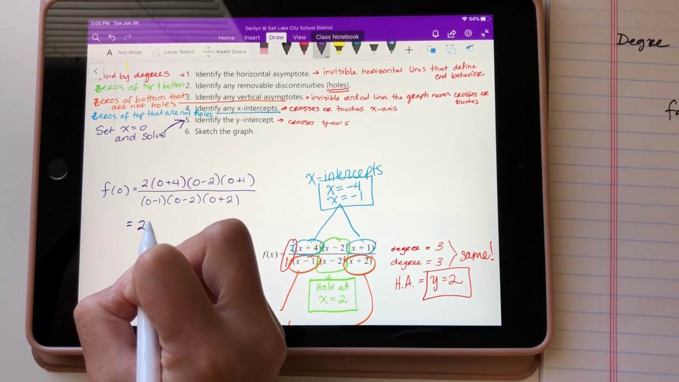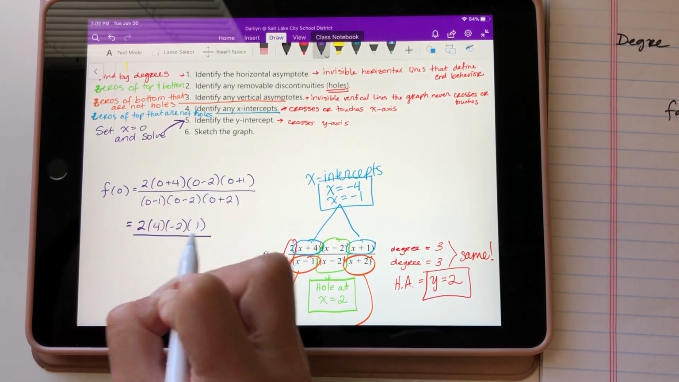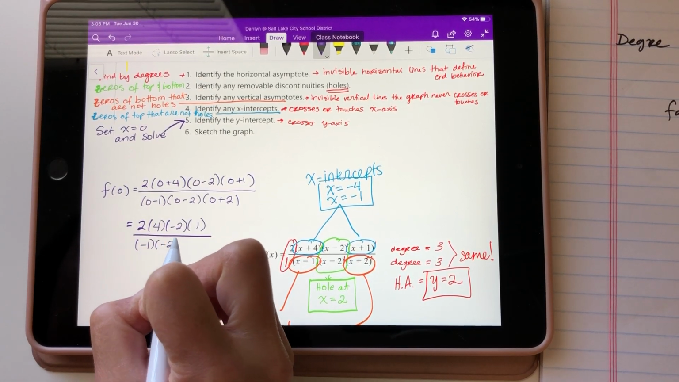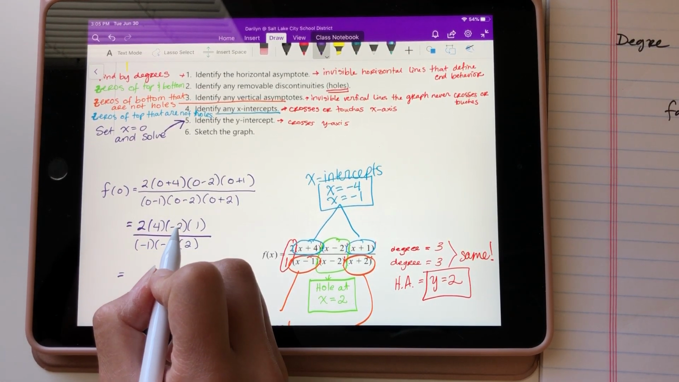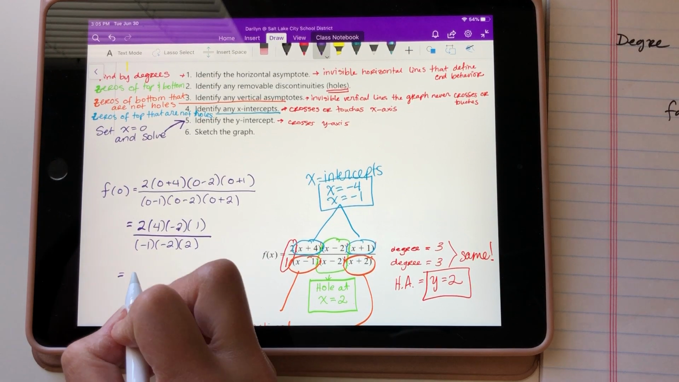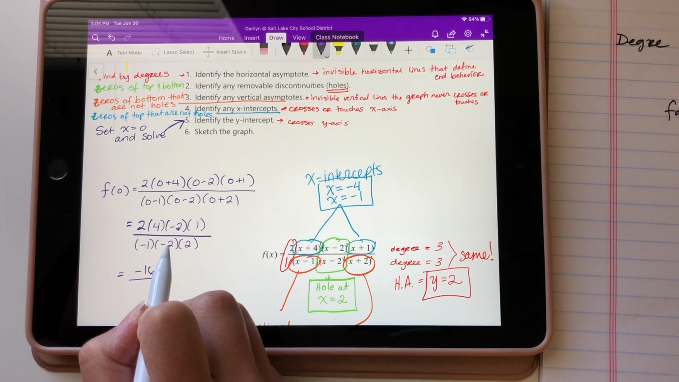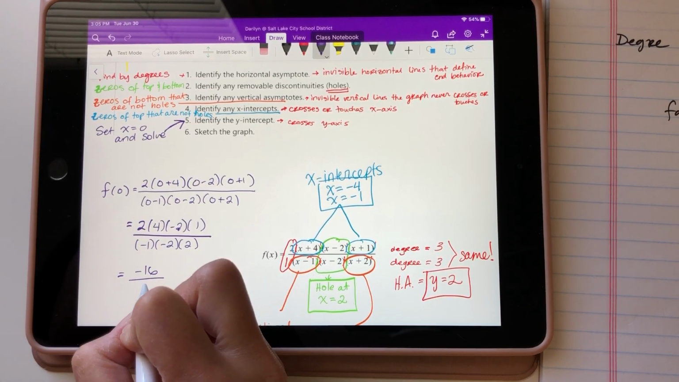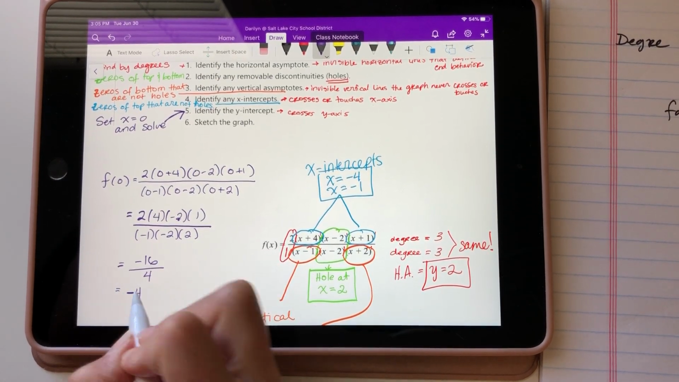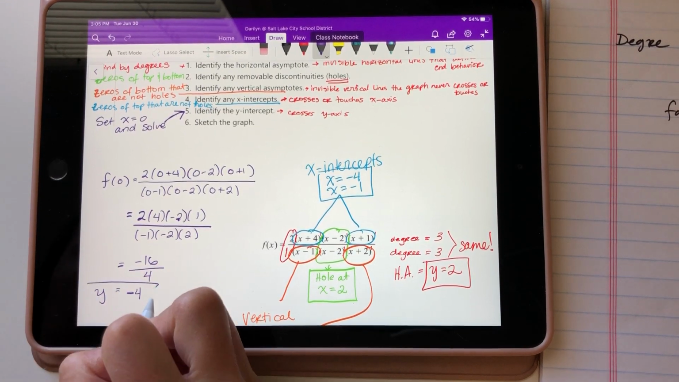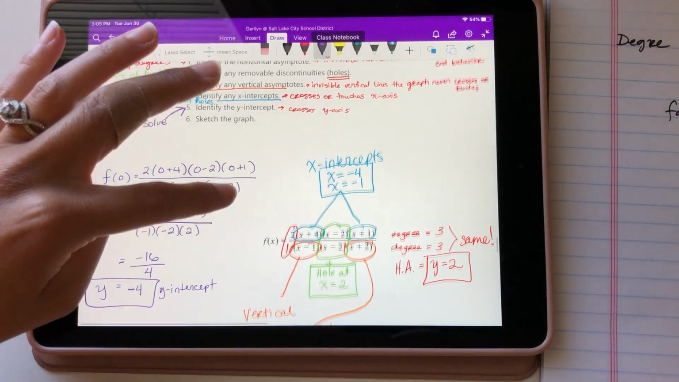So that will simplify to 2 times 4 times negative 2 times 1 over negative 1 times negative 2 times 2. Okay, 2 times 4 is 8, times negative 2 is negative 16 times 1, so that's negative 16. On the bottom, I have negative 1 times negative 2 is positive 2 times 2 is 4. Negative 16 over 4 is negative 4. So that means my y-intercept is going to be at negative 4.